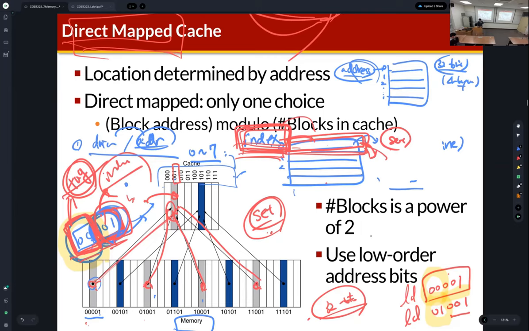Also, in order to identify the stored data, we require the address, but we don't need to store all address bits because part of the address is used for determining the index of the cache set. So we just store the remaining address bits to identify different data. These bits are called the tag. Okay, tag.